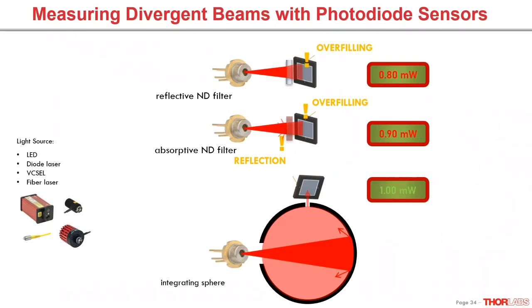In general, the same problems as for high angle of incidence apply also to the measurement results. We have in both filter combinations, we measure too low power. Here again, the integrating sphere is the best choice for divergent beams. It will show the correct value up to a large incidence angle or divergence angle.